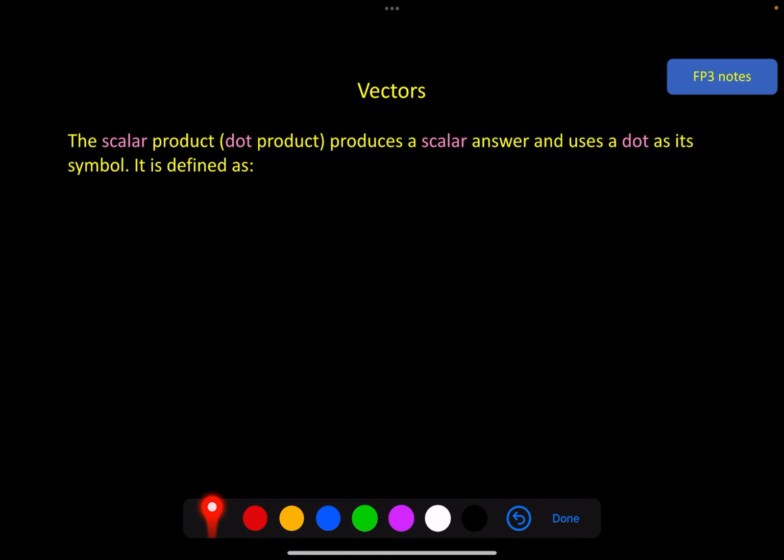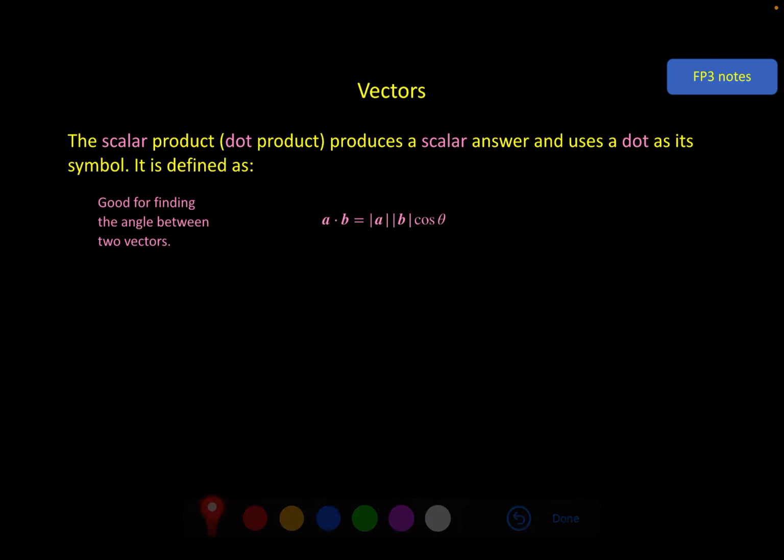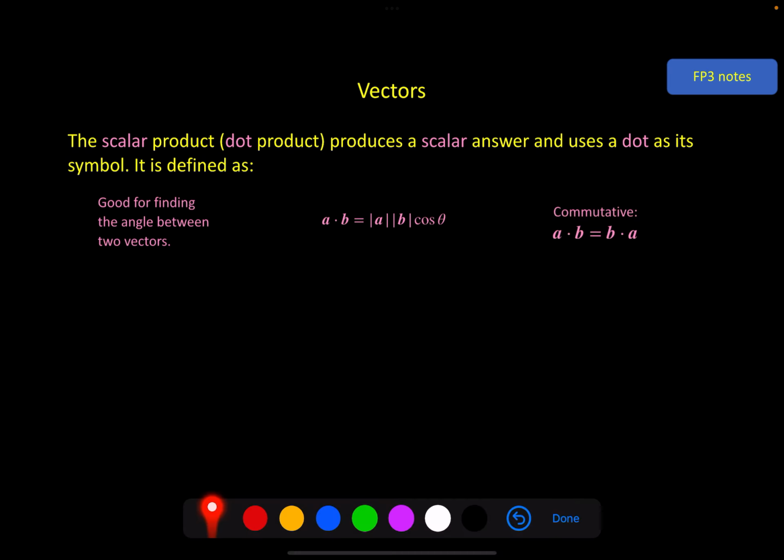And to explain this, I'm going to contrast it with the scalar product, which we already know. This is the dot product. It uses a dot and it's defined in this way. It's called the scalar product because it gives you a scalar answer, not a vector answer. A couple of things to note: this is good for finding the angle between two vectors, like we did, and it is also good for verifying that two vectors are perpendicular, because if the angle between them is 90, then this will all be 0, so the dot product of two vectors equals 0 tells you that those two vectors are perpendicular. It's also commutative. A dot B equals B dot A.